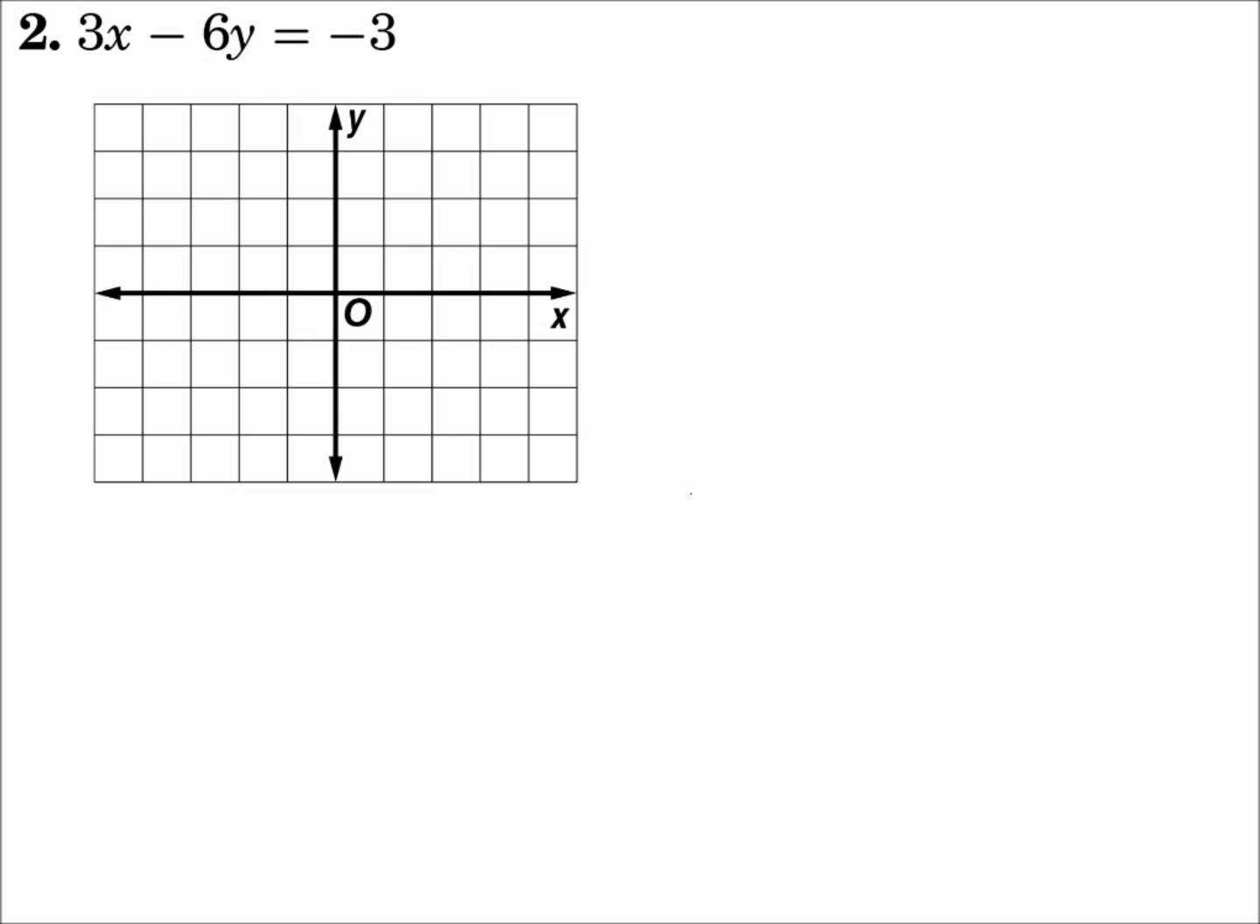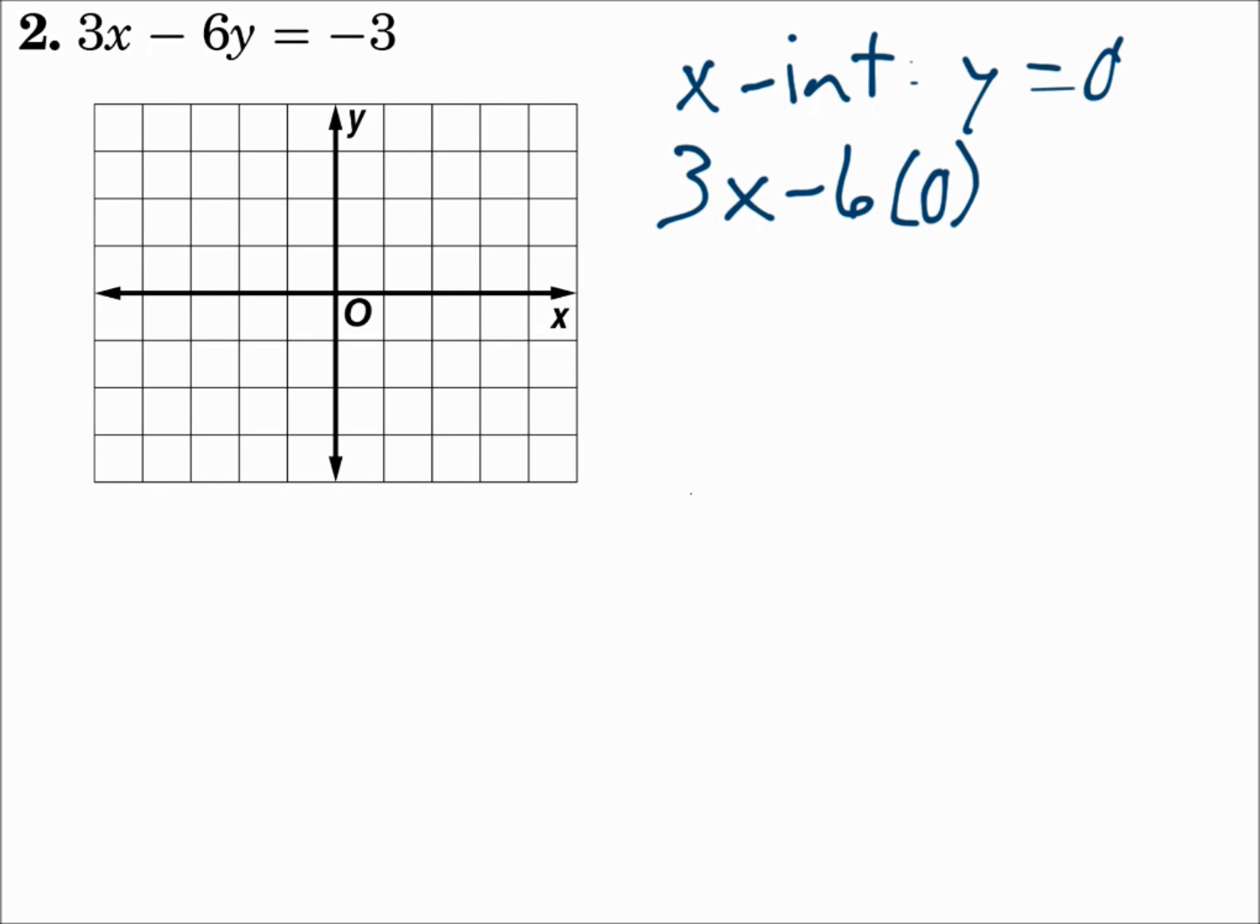Number 2. 3x minus 6y equals negative 3. Find the intercepts. For the x-intercept, make y equal 0. So that gives you 3x minus 6 times 0 equals negative 3. 6 times 0 is 0. 3x minus 0 is still just 3x. Notice, the whole term with the variable y in it disappears. Equals negative 3.